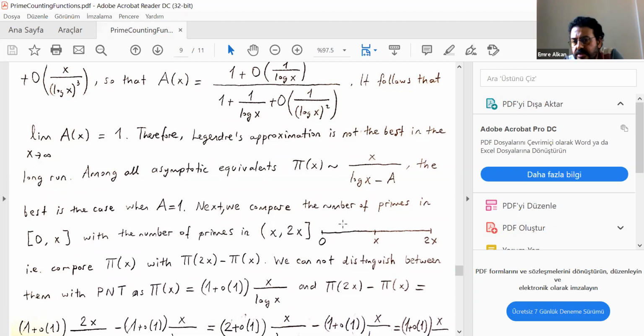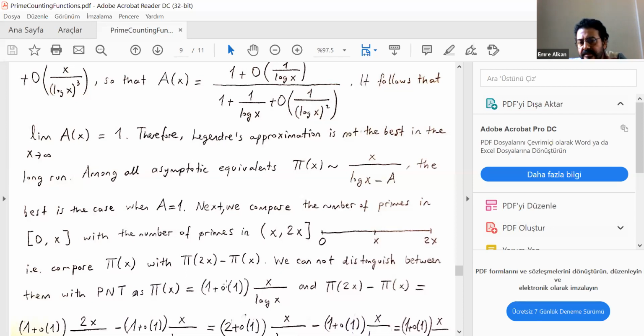That was a question that people considered: can I compare the number of primes in these intervals and say something definite about them? This is like saying compare pi(x) with pi(2x) minus pi(x), because you want to subtract here to get the primes in this part. As you can see, we cannot distinguish between them very well with only the asymptotics given by the prime number theorem, because you can definitely write pi(x) is asymptotic to x over log x. That's another way of writing the asymptotic formula. You can say 1 plus little o of 1.